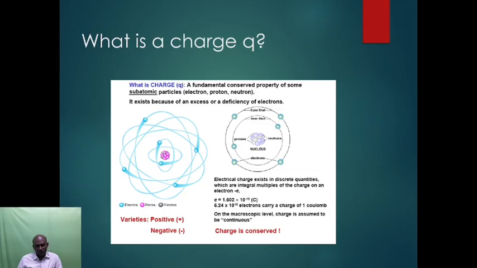Charge is assumed to be continuous on the macroscopic level. It is being considered as continuous. It is conserved. The charge is considered a conserved quantity.